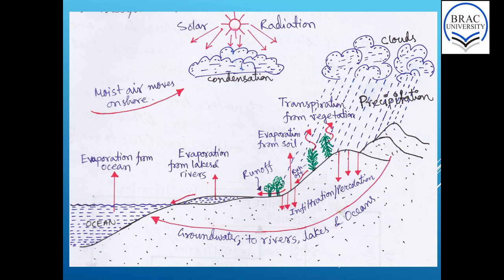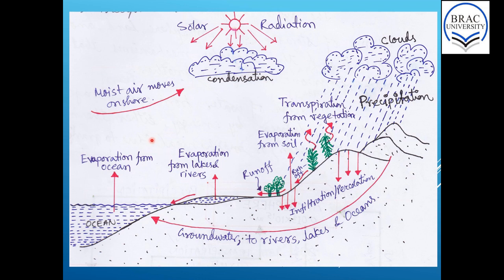For our explanation, we will start from evaporation. Solar radiation: the sun is the driving force of the hydrologic cycle. Due to solar radiation, water is getting evaporated from the ocean, from rivers, lakes, ponds, land surface, and from mountainous regions. It mixes up with the atmosphere.